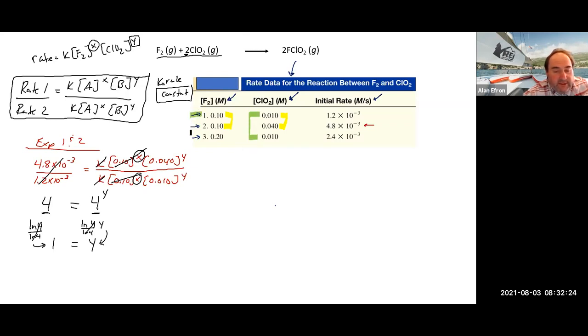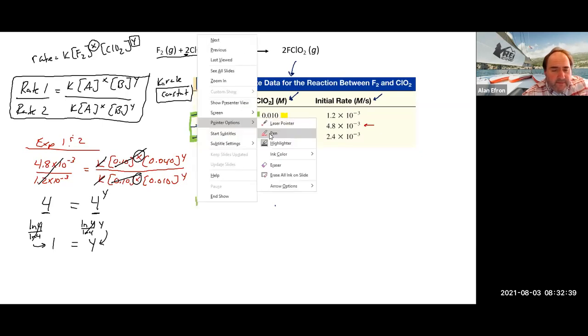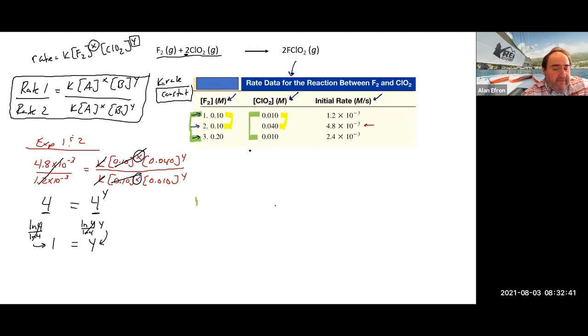And the concentration of the F2 changes, which is there as well. So that looks like experiments 1 and 3 will do that for us, where we're now keeping the ClO2 constant and varying the other one there. So experiments 1 and 3. And we're going to do the exact same thing.